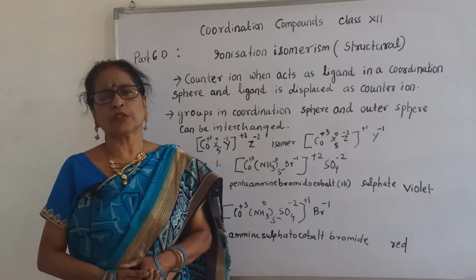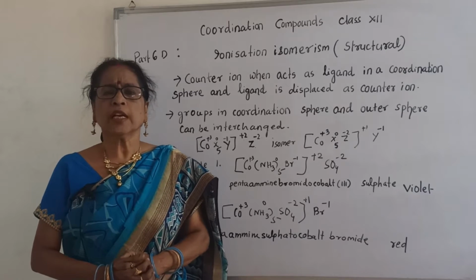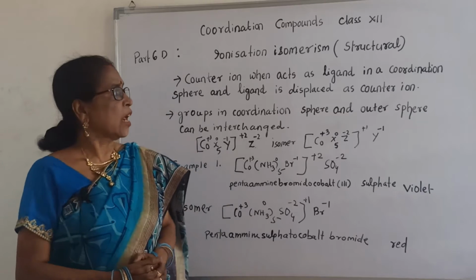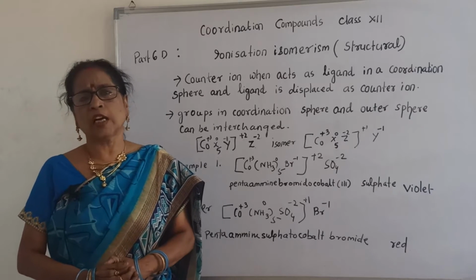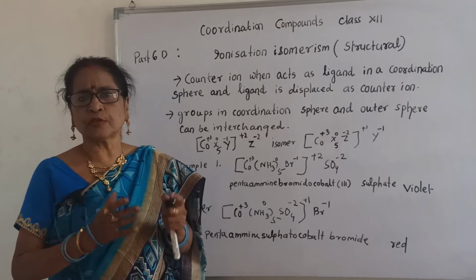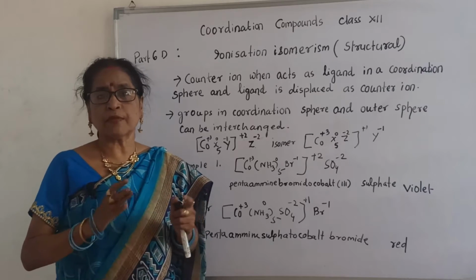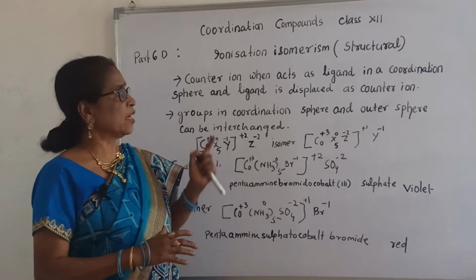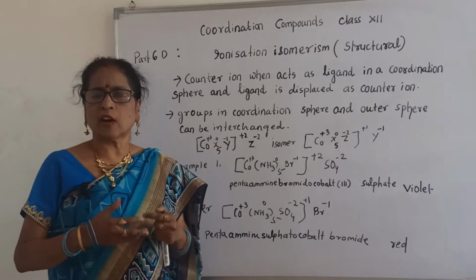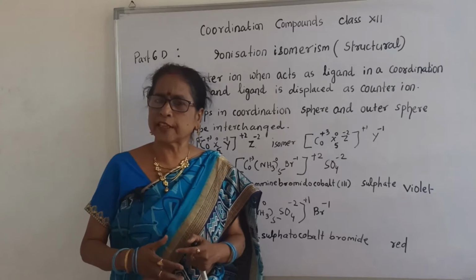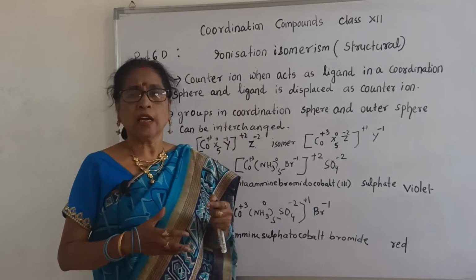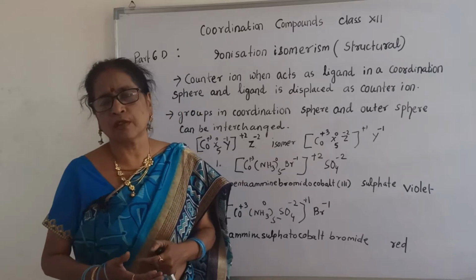Then what is ionization isomerism? Since the word ionization is used, surely some ions are taking a very important role here. It is a part of structural isomerism. What is structural isomerism? Structural isomerism means the isomerism where the structures are different, the arrangement of atoms in the structures is different. In structural isomerism, the other isomerisms present are: first linkage isomerism, coordination isomerism, ionization isomerism, and the last one, solvate isomerism.